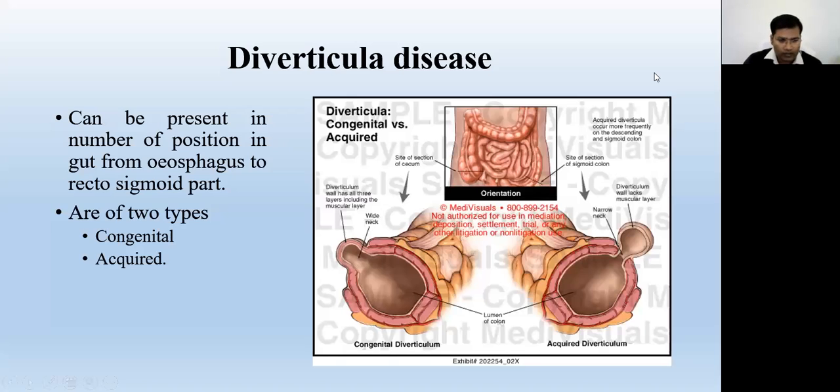So the diverticular diseases, we already had discussion about the types of diverticula, that is congenital or acquired. The congenital diverticula usually have a wide neck and have all three layers of the intestine, while the acquired diverticula usually have only the muscular layer. And usually the diverticula are present in the mesenteric border of the intestine. So just one by one, we are going to discuss this.